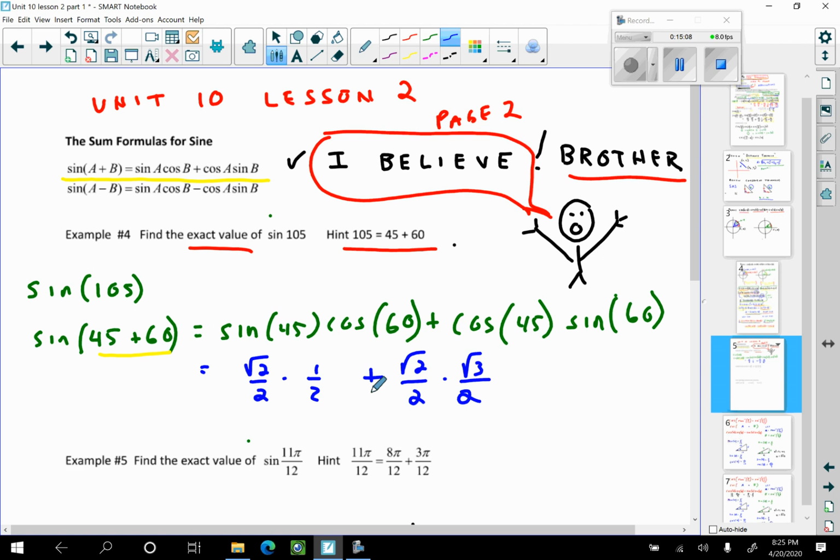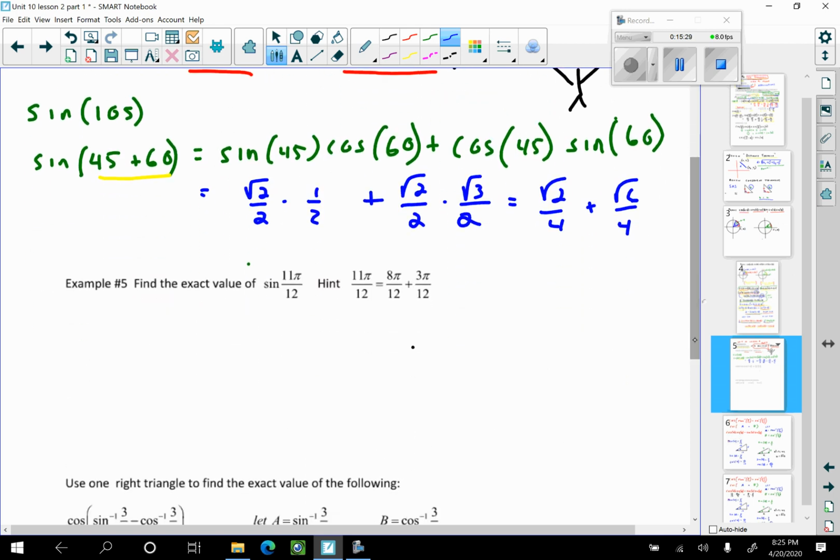Alrighty. And so what does this equal? Take a pause for a minute. Square root of 2 over 4 plus the square root of 6 over 4. All right. We're going to do one more example, and you will have some examples to write in your notebook. Let's do this guy.